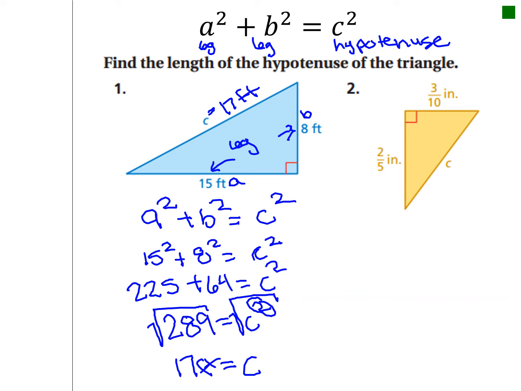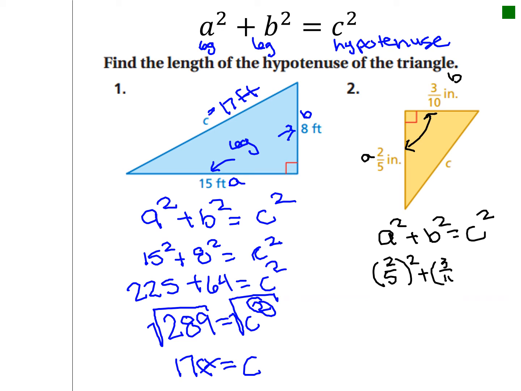All right, let's go to example 2. Starting with our base equation, the legs squared added together is always equal to the hypotenuse squared. Trying to get C by itself still. It doesn't matter which one you make A and which one you make B. I'm going to make 2/5 A, 3/10 B. So 2/5 squared plus 3/10 squared is equal to C squared. Remember, when you're doing a fraction times a fraction, you just multiply straight across. 2 times 2 is 4. 5 times 5, 25.